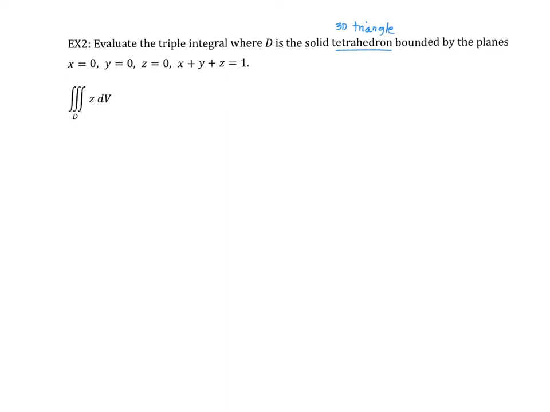It's going to be bounded by these planes: x is equal to 0, y is equal to 0, z is equal to 0, and x plus y plus z is equal to 1. So we're going to compute this triple integral over our region D. The integrand that we're given is z. First thing we need to do is figure out what D is. That will determine our limits of integration. I'm going to go ahead and sketch this region. You don't have to sketch the region, but it really helps when you're trying to figure out your limits of integration.